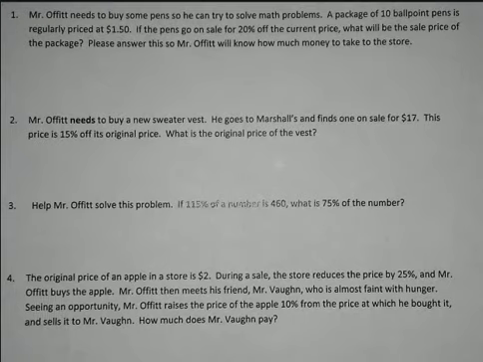Okay, I hope you have had a chance to try all 7 problems, and I want to thank Mr. Offutt for giving us these situations so that we can solve these problems for him.